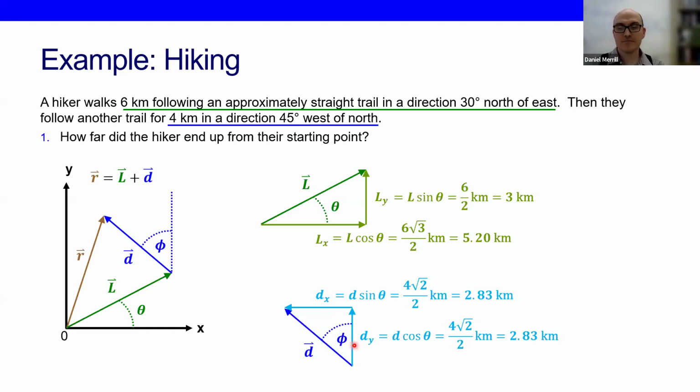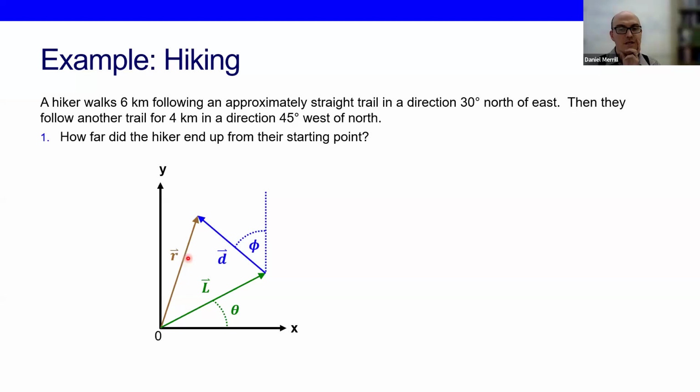So I've worked out how far north I went during the first part and how far north I went during the second part, how far east I went during the first part, and how far west I went during the second part. So now I can put those together to find the components of the result that I'm trying to find. Looking at our overall picture, this is what we've got.